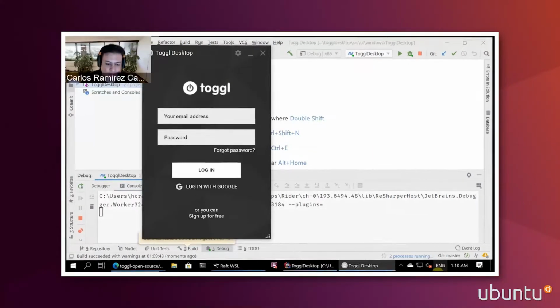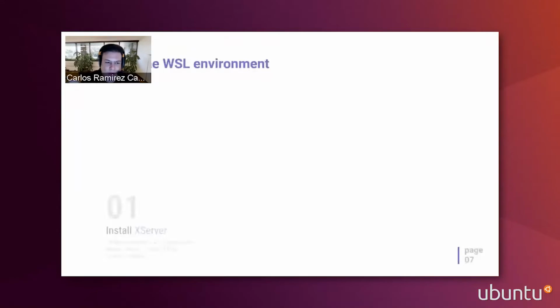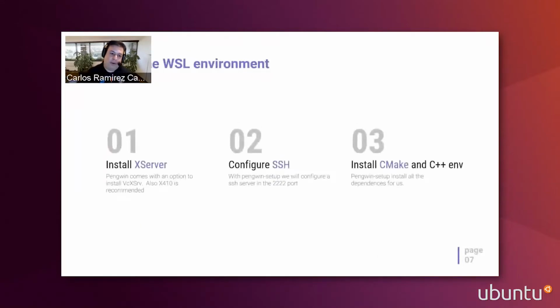So let's see what we can do with WSL. Well, prepare the environment. As Grace said, we need an X server. Pengwin comes with VcXsrv. Also, you can install X410, it's very good. We also need to configure an SSH server like you saw yesterday in the Erika presentation, and we need to install CMake and the whole C++ environment in WSL.